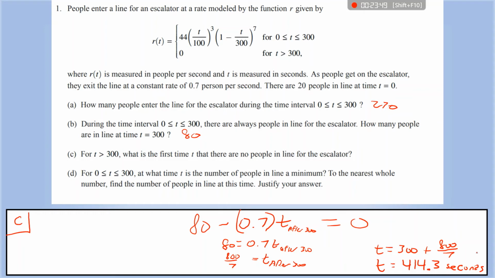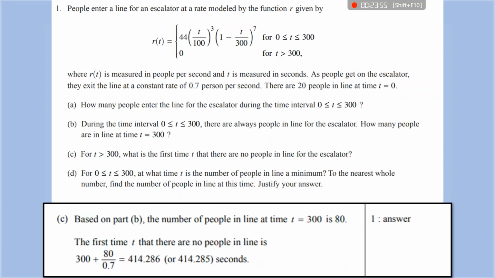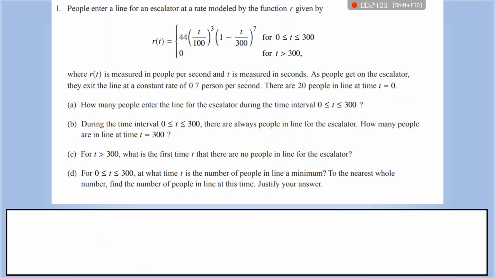Okay, any questions on what we did there? No? Okay, we'll check. Based on part B, there were 80 people here at time 300. So we got the same answer, and only 1 point per answer, but okay, we look good. Last one for part D.